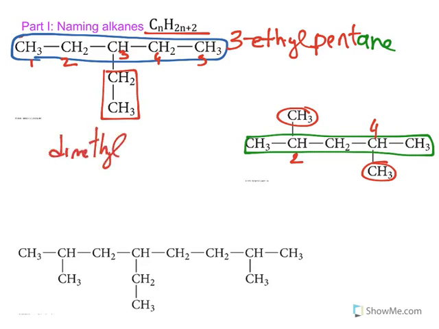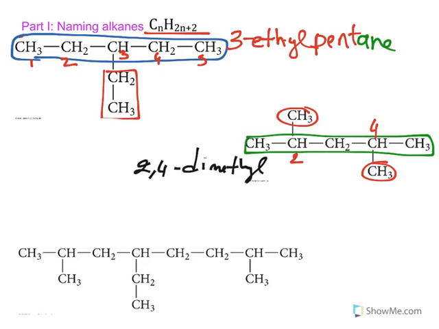So I have 2 methyl groups, so I'm going to say dimethyl. Now I have to mention which carbon these methyls are attached to. They are attached to carbon number 2 and carbon number 4. So the name of this one will be 2,4-dimethyl, with di because we have two of the same substituent, methyl. The main chain is made up of 5 carbons, so it will be pentane, and it is an alkane.